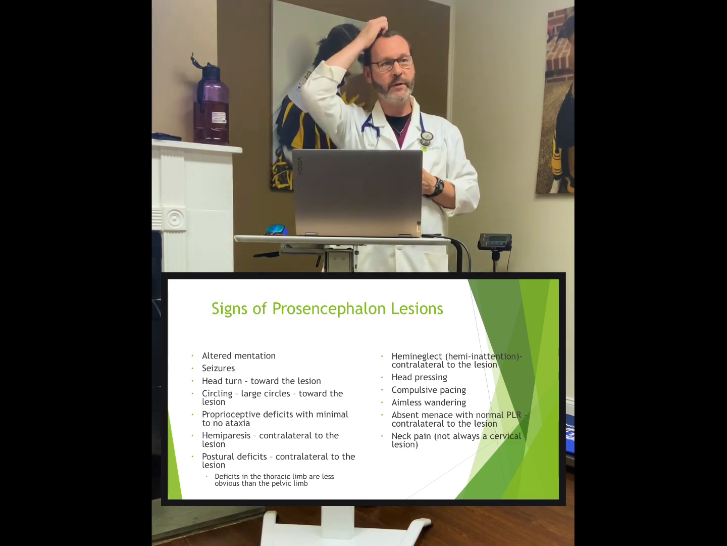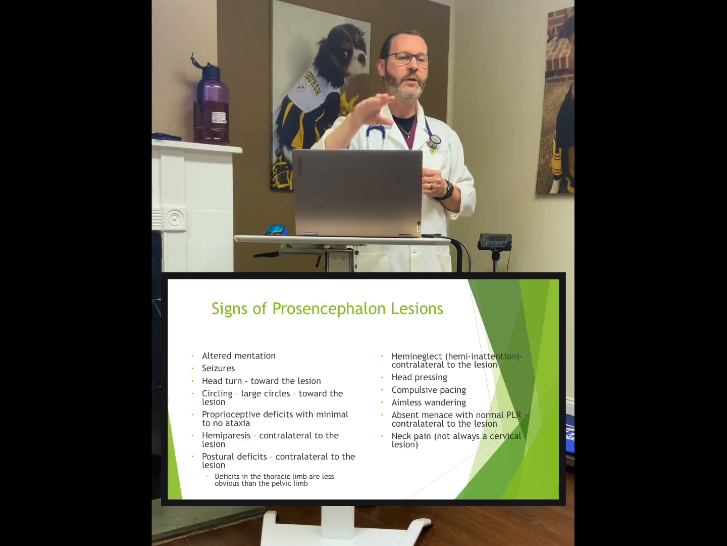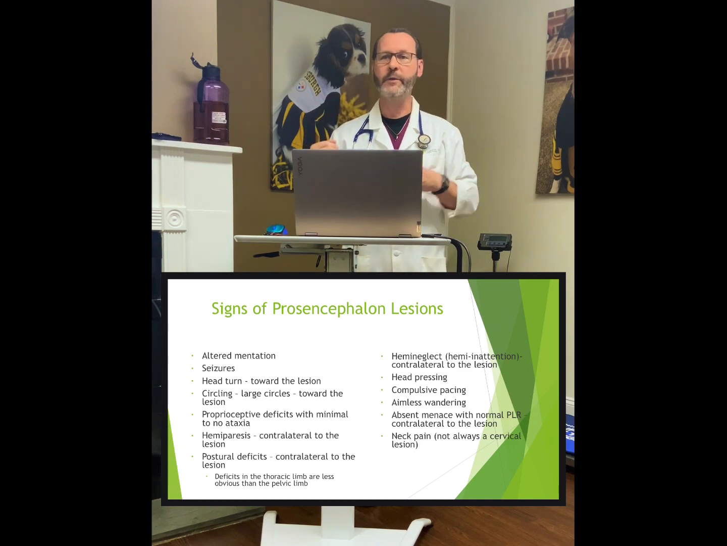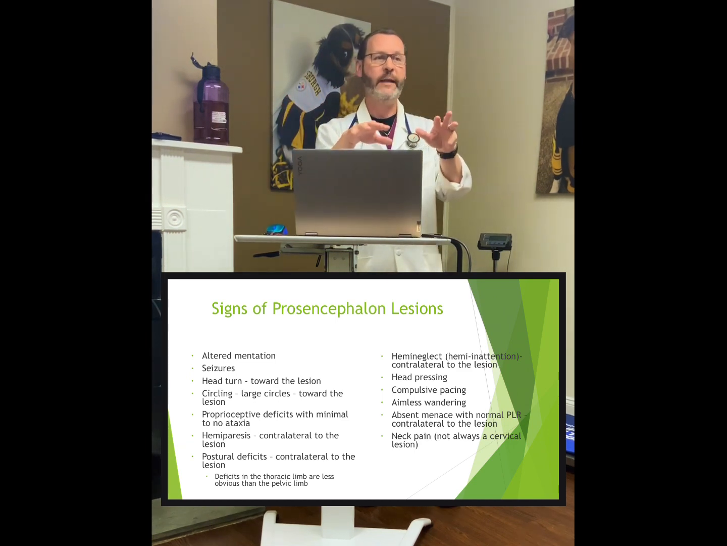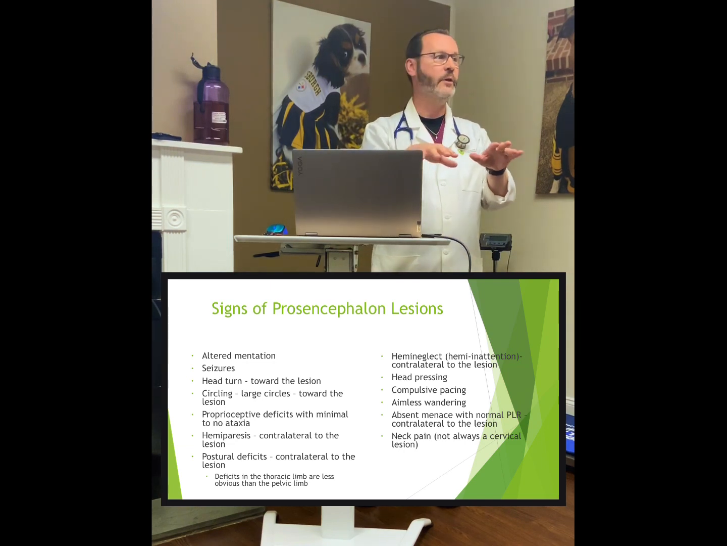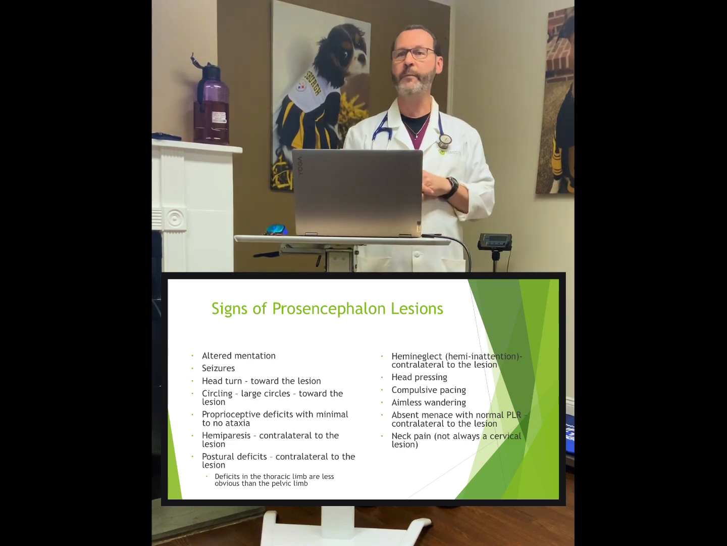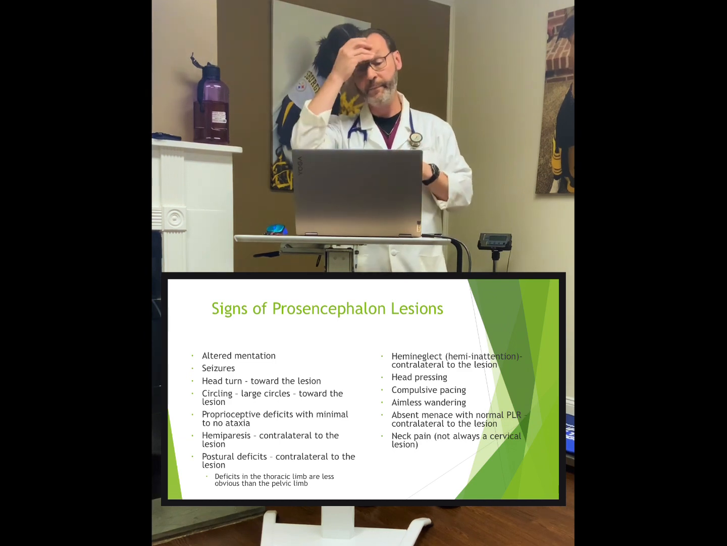Now, typical with the spinal cord, those changes with the forelimb or the thoracic limb are going to be more subtle than those in the pelvic limb. So the pelvic limb changes are going to jump out at you. But the forelimb ones, you really have to look closely and challenge them a little bit more directly in order to be able to pick up on those lesions, okay?